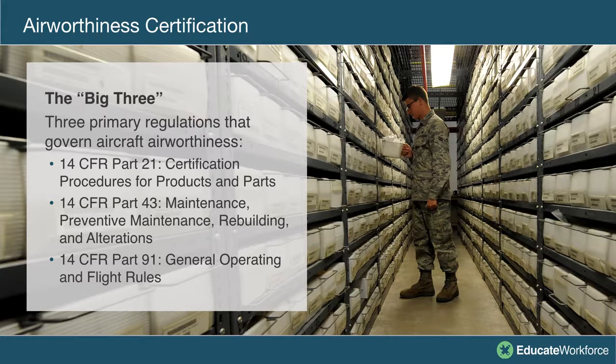So what are the big 3? What are the 3 primary regulations that are going to govern the aircraft or the aircraft's airworthiness? The first of which is Part 21, Certification Procedures for Products and Parts. The second is going to be Part 43, Maintenance, Preventative Maintenance, Rebuilding and Alterations. And the last, certainly not the least, is Part 91, General Operating and Flight Rules.